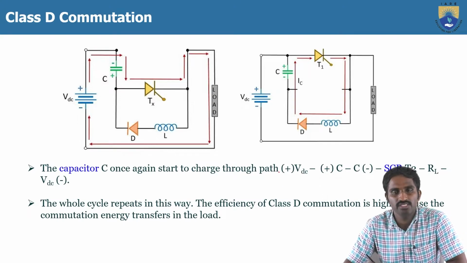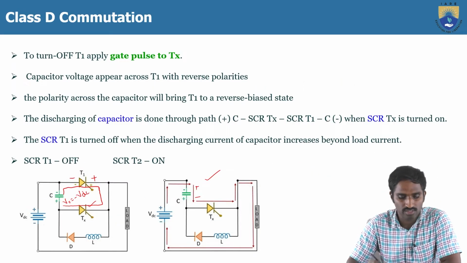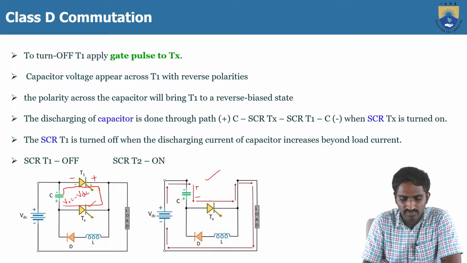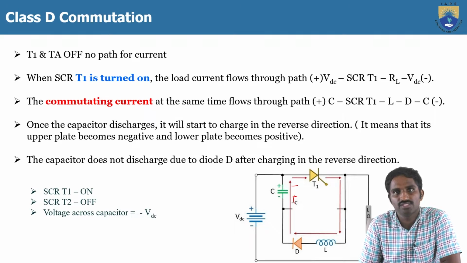One of the advantages of class D commutation is that its efficiency is very high, because as we can see, the commutating energy is also transferred to the load. The commutating element is the capacitor C. So the total load current will add up with the actual load current flowing through this capacitor, as well as the commutating current.